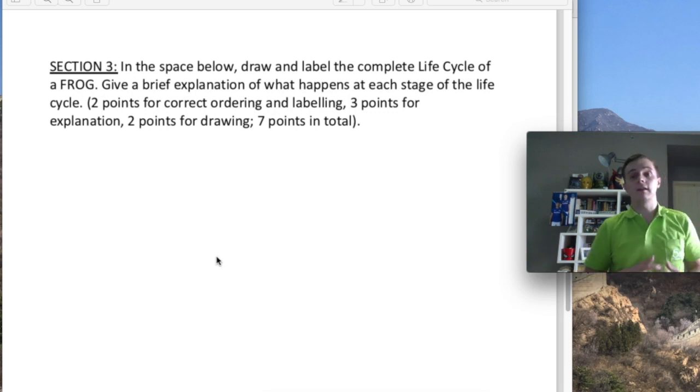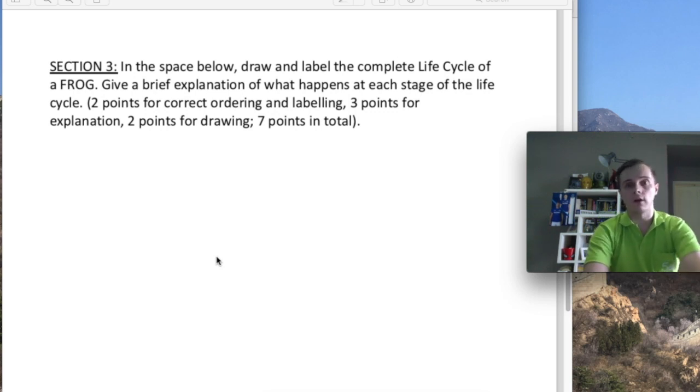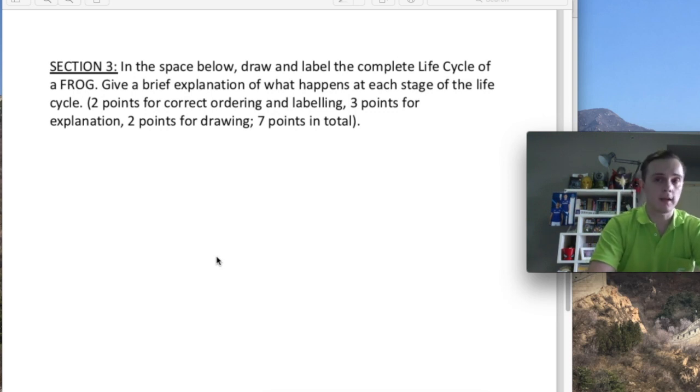Like last week with the butterfly, I want you to draw, label, and explain all of the stages in the life cycle of a frog. So I want you to give an explanation of each stage. Like last week, this section will be marked out of 7. 2 points for correct ordering and labeling, 3 points for how good your explanations are, and 2 points for how good your drawings are, giving a total out of 7. And the whole worksheet is therefore out of 15.